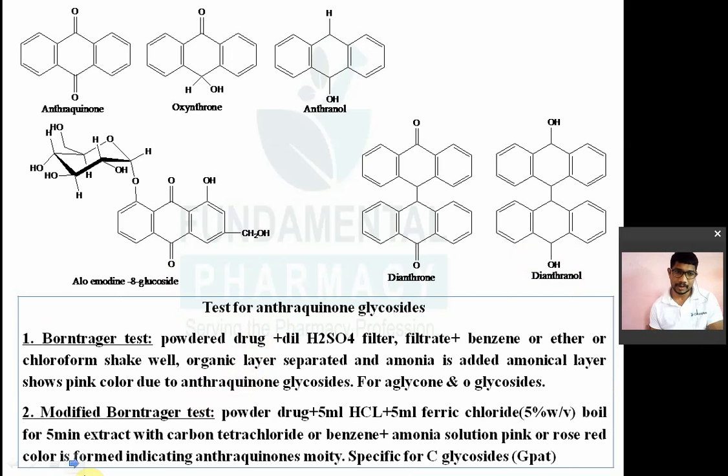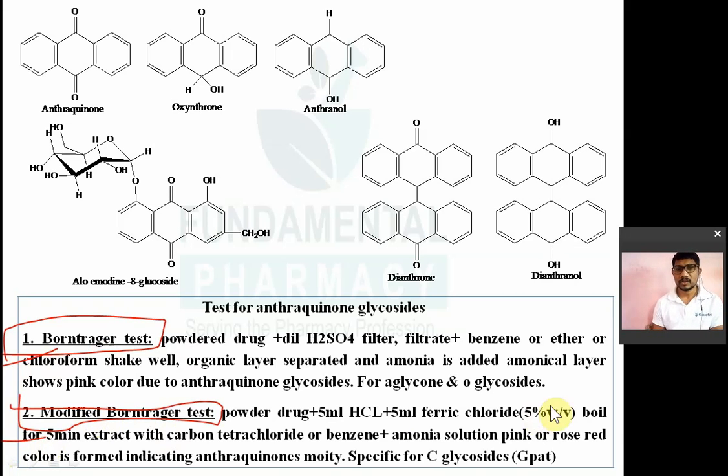Now there is a particular test for identification of anthraquinone glycosides. There are two tests. There is one test known as the Borntrager test, particularly for O glycoside, and the modified Borntrager test is particularly for C type of glycoside. Remember these two things. For O glycoside, you have the Borntrager test. For C type of glycoside, you have the modified Borntrager test.